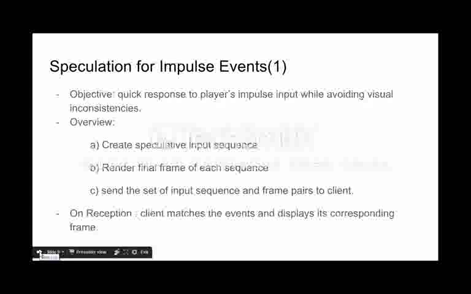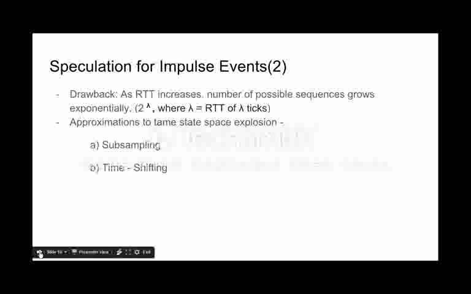Now after the client receives the set of the input frames and the corresponding output frames, it matches its actual output with the speculated input and displays the output frame for the matched input frame. Now the only drawback with speculated events is, as the round trip time increases, the number of possible sequences grows exponentially. Suppose the round trip time is 8 ticks. So there will be 2 raised to 8 possible sequences.